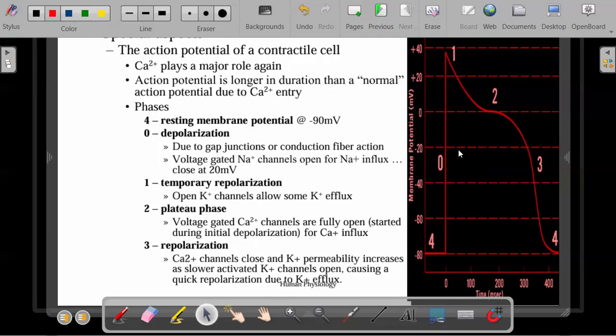So this is generally how an action potential occurs for a cardiac muscle cell to generate that action potential and contract. And this is what helps the heart to conduct its function.